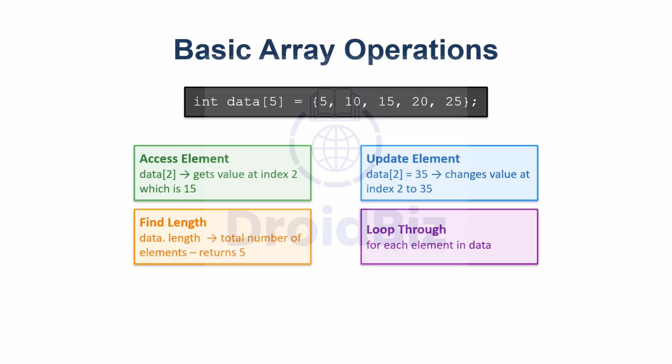Fourth, we have loop through. This means going through each element in the array one by one. We often use for loops to visit every element in the data array and do something with each value. These 4 operations are the building blocks of working with arrays. You will use them constantly when developing applications in any programming language, whether you are storing user data, managing lists, or processing information. Understanding these operations well will make you a more efficient programmer.